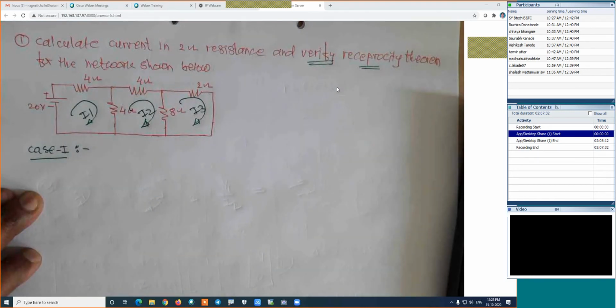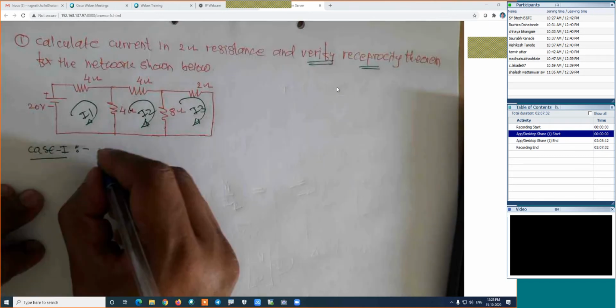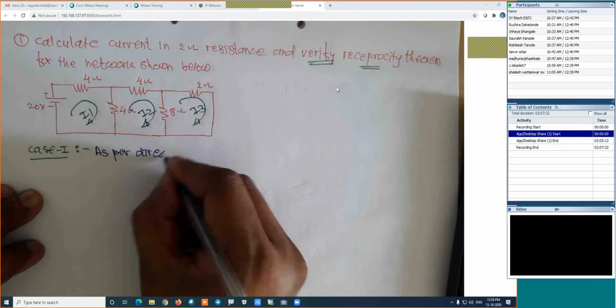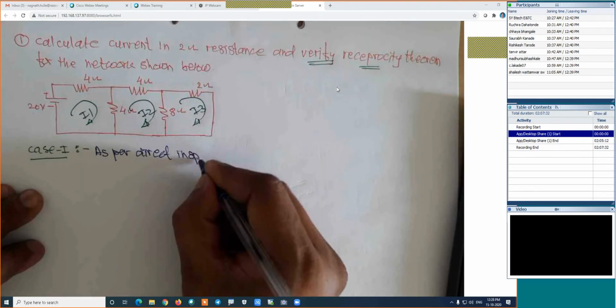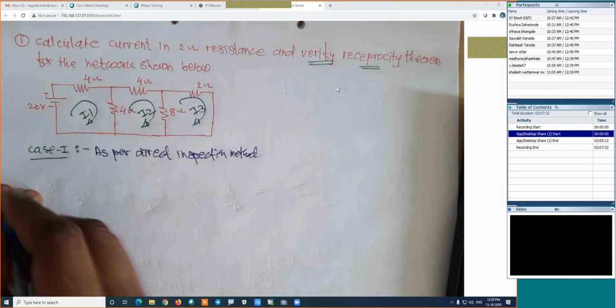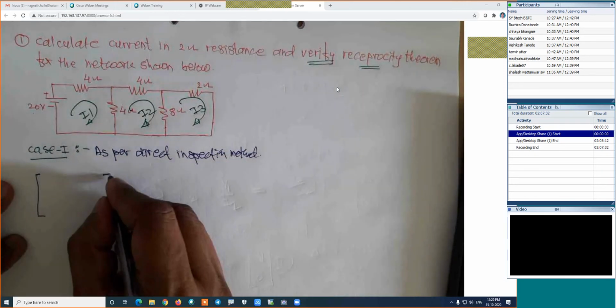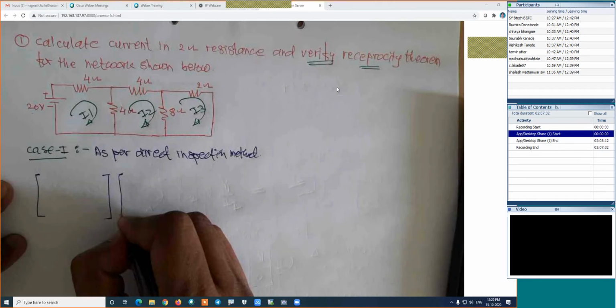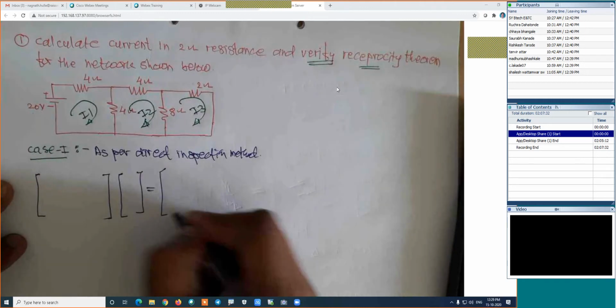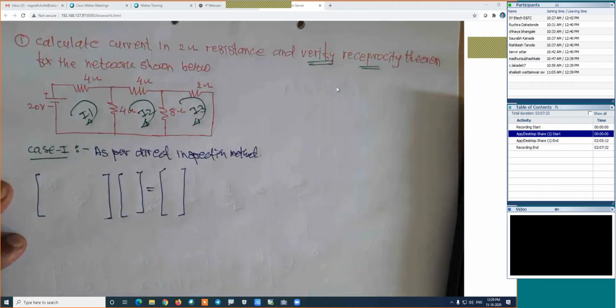If we are going for that, here I will write as per the direct inspection method. What we have here? We have this matrix, which is equal to a constant matrix. It is simple if you have attended all previous lectures. In this case, this formula we will use generally for this calculation.